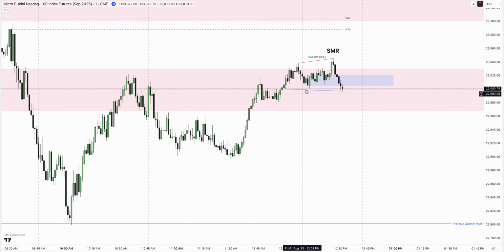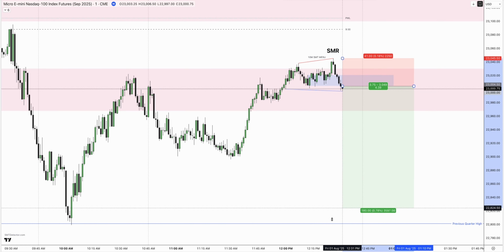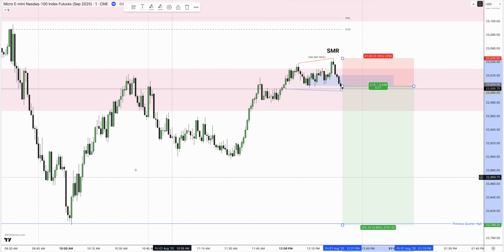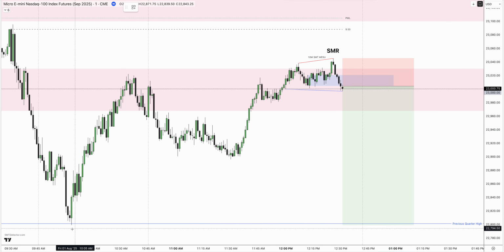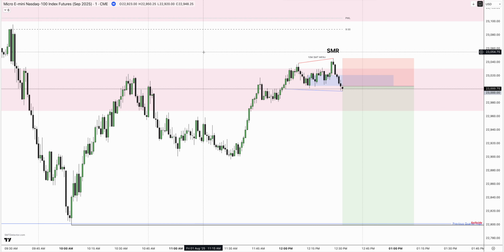We get down below the PD array. Let's take a short. Stop's going to go above the SMR high, and we're going to target the market maker model, this low right here. That's our target. That gets us in the trade.